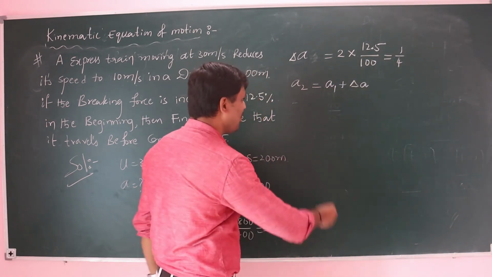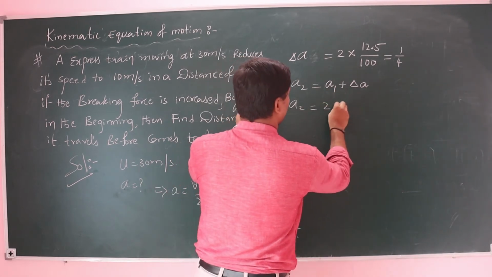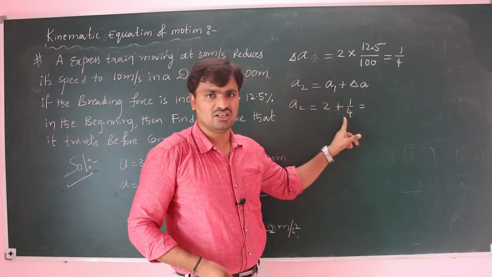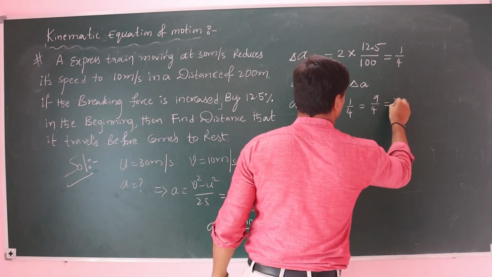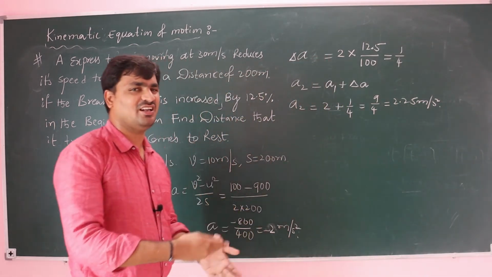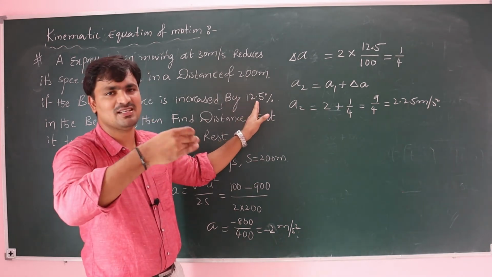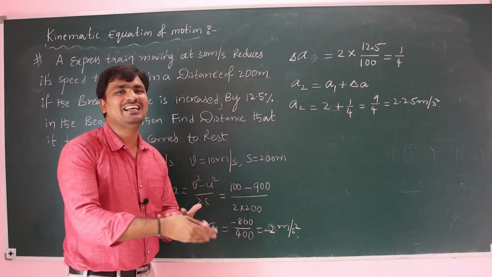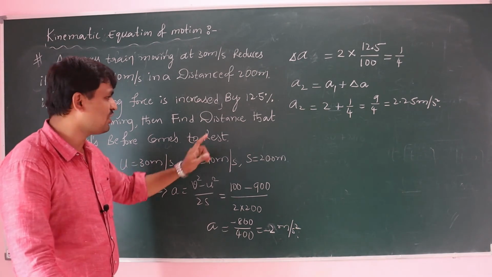Now what is the acceleration? It is 2 plus 1 by 4. 2 is the initial value and the increase is 1 by 4. That goes to 8 plus 1, 9 by 4, which is 2.25. So the total acceleration after the increase is 2.25 meters per second squared. Now how much distance does it travel before coming to rest?